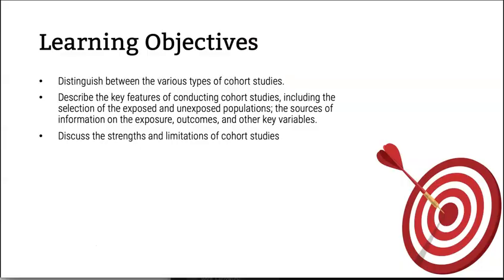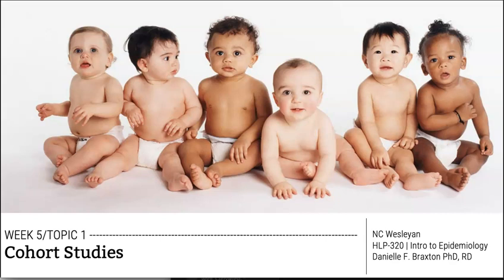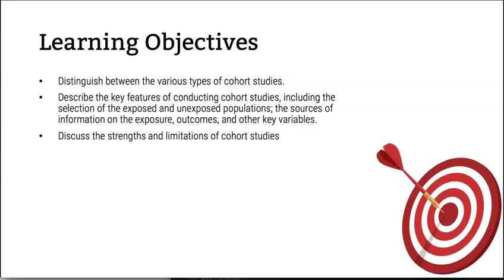So what are the learning objectives for this lesson? Well, we're going to talk about the different types of cohort studies. And by the way, the reason why I chose a picture of babies for this cover slide is because a very popular type of cohort study is called a birth cohort study, where researchers will follow all of the individuals that were born during a specific year or period of years and follow them over time. But there's many different types of cohort studies, and we're going to talk about just a few of them in this course.